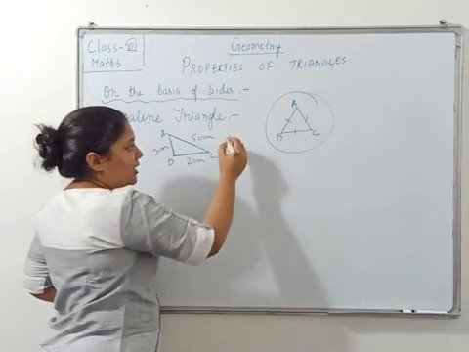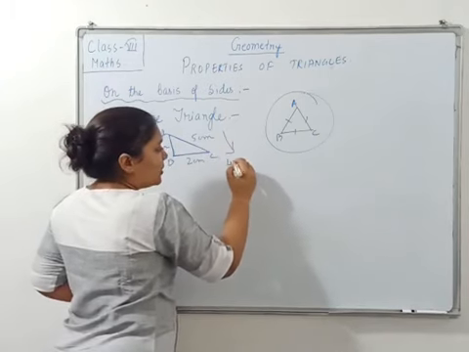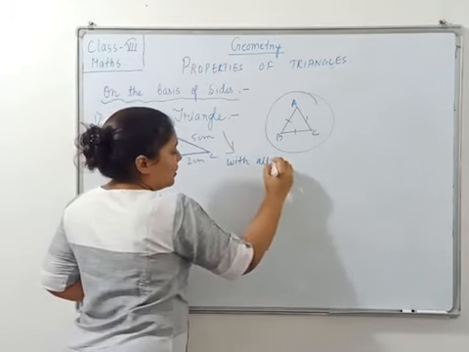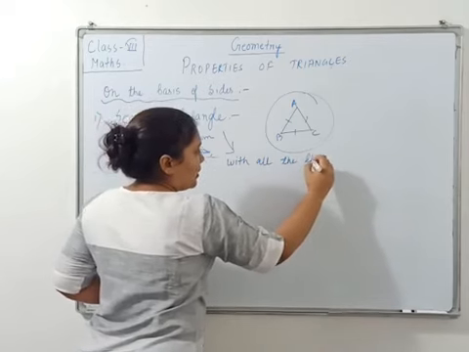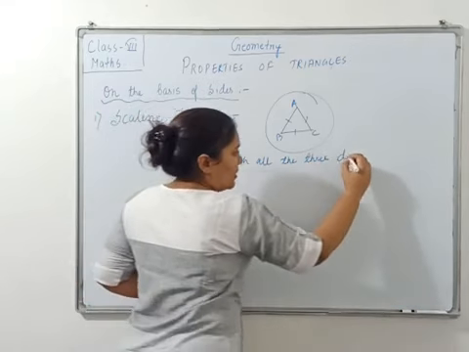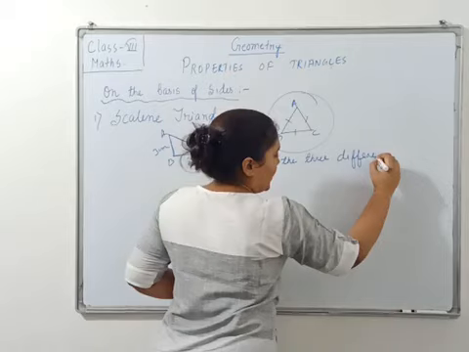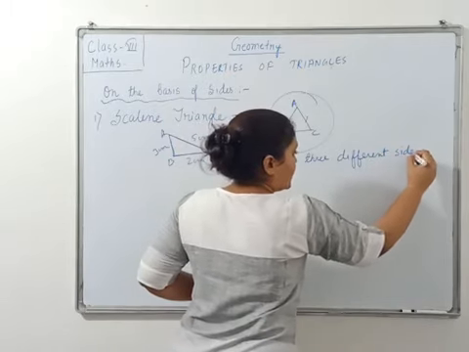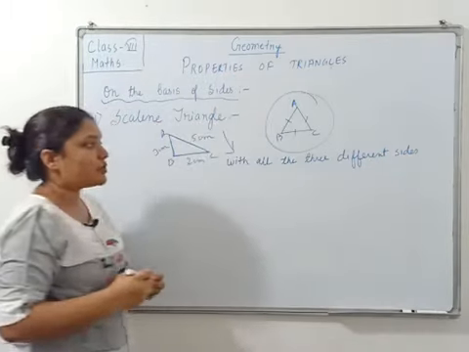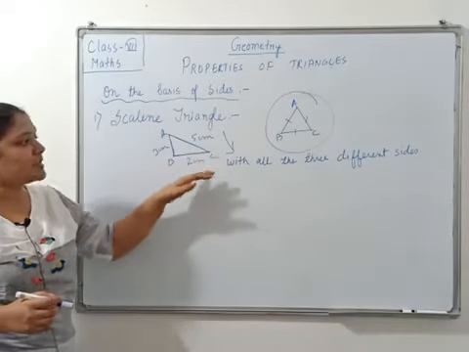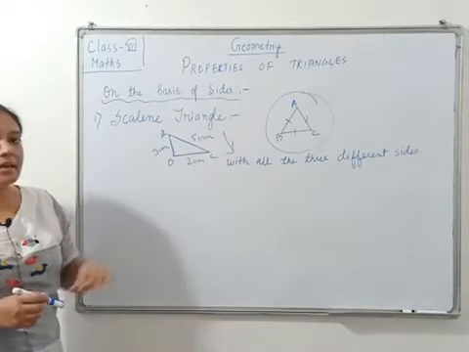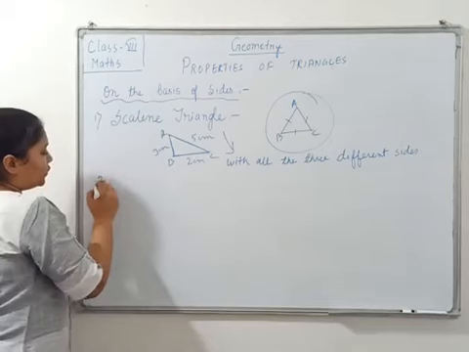That is scalene triangle. What is scalene triangle? Scalene triangle means with all the three different sides, right? We can say when a triangle has all three different sides, means their measurement is different, that is called scalene triangle. Now, number 2.